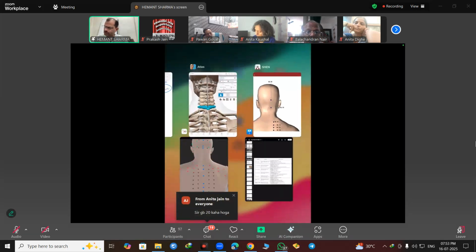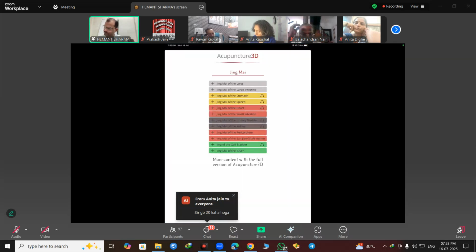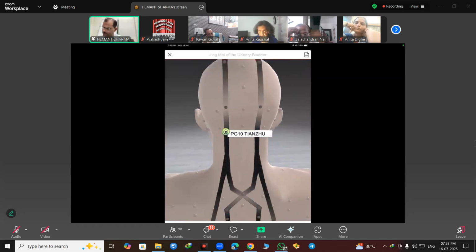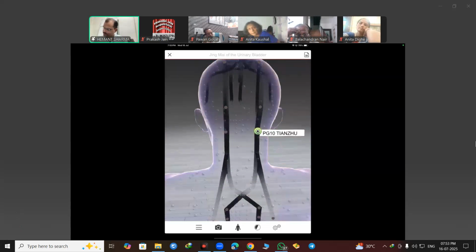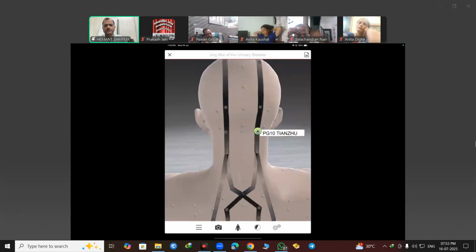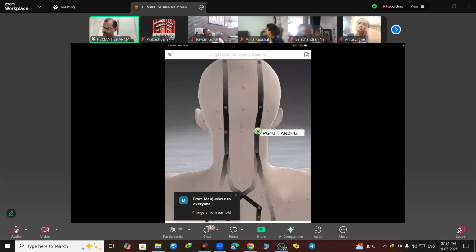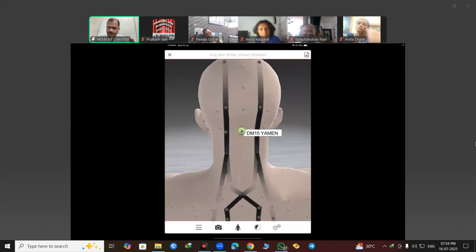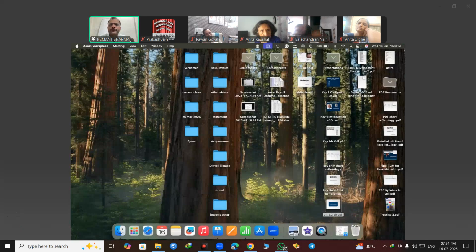Now, let's see the other image. Now look here, this is the location of Bladder 10. And exactly in the center, this is the DU15 point, DU15. Okay, now see in the body. Now we will show you on the body.